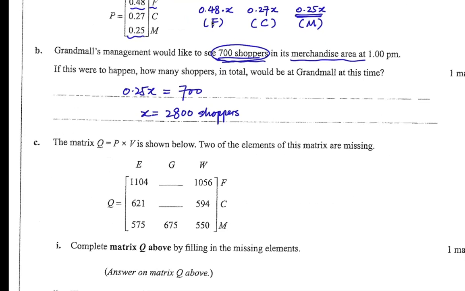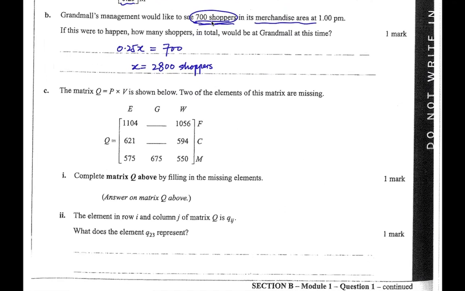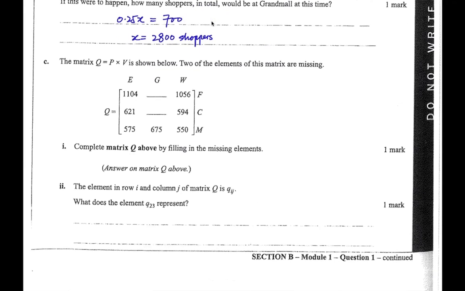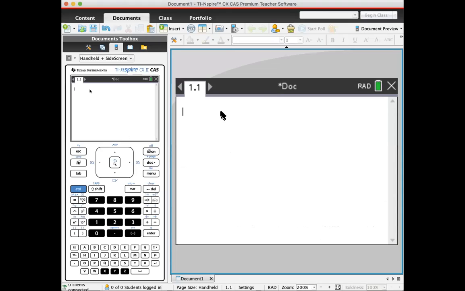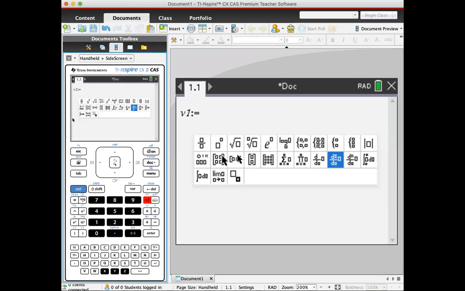The matrix Q equal to P times V is shown below. 2 of the elements of this matrix are missing. So we want to complete the matrix Q above by filling in the missing 2 elements, and we want to interpret the element Q 2, 3. In this case, I'm going to shift to my CAS calculator and see what will be a possible approach. First of all, I would like to define the matrix V. Normally, I would say it's V1, okay? V1 is defined as a row matrix.